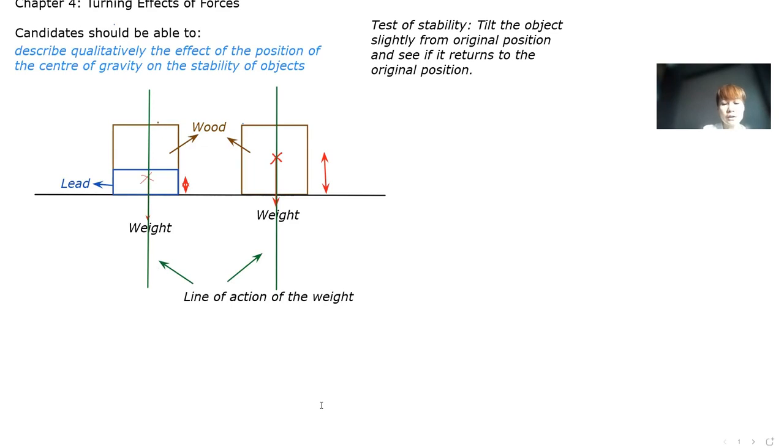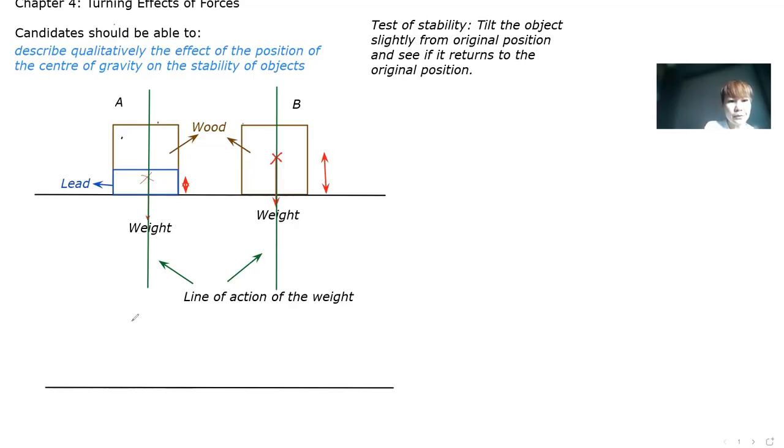So maybe let me just label object A here. This is object A, and this is object B. Okay, so that is easier for you to understand. Okay, so let's take a look at the stability of object A. I'm going to just draw what happens as we tilt the first object.